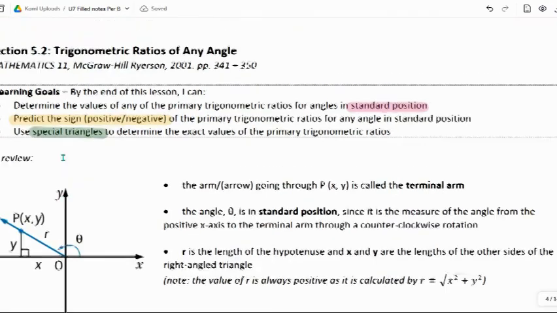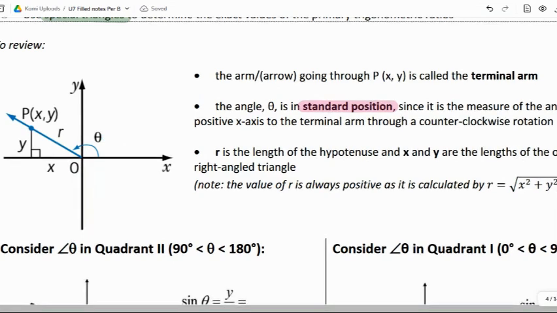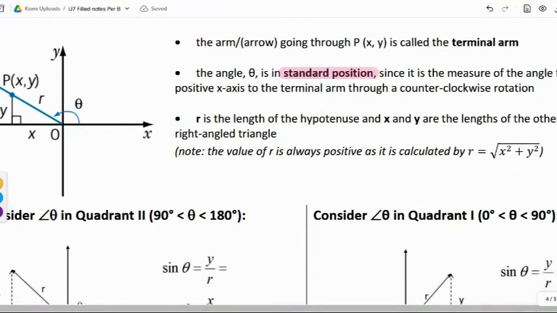So first of all, let's look at standard position. I highlighted that pink. This diagram here shows us an angle in standard position. I want to show you the difference between last unit and this unit. Last unit, we did see some rotational trig. Folks, look at the screen here because I'm showing a demonstration.